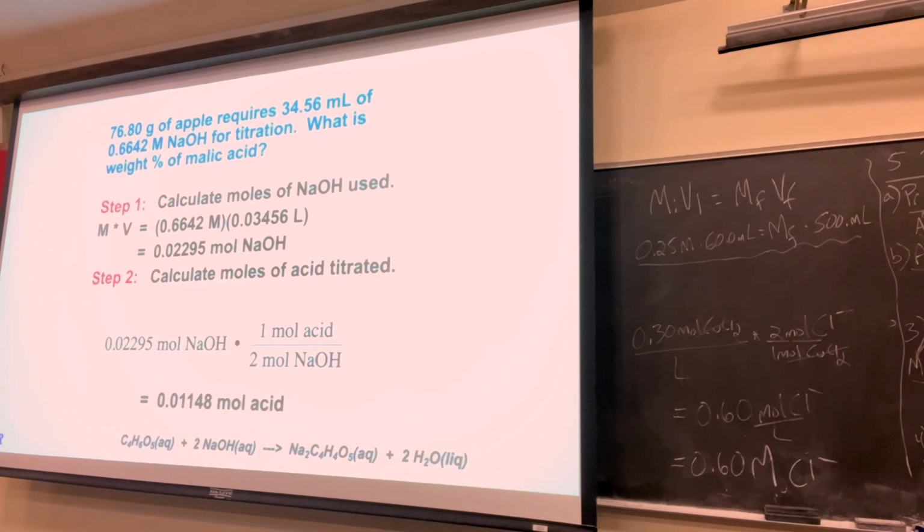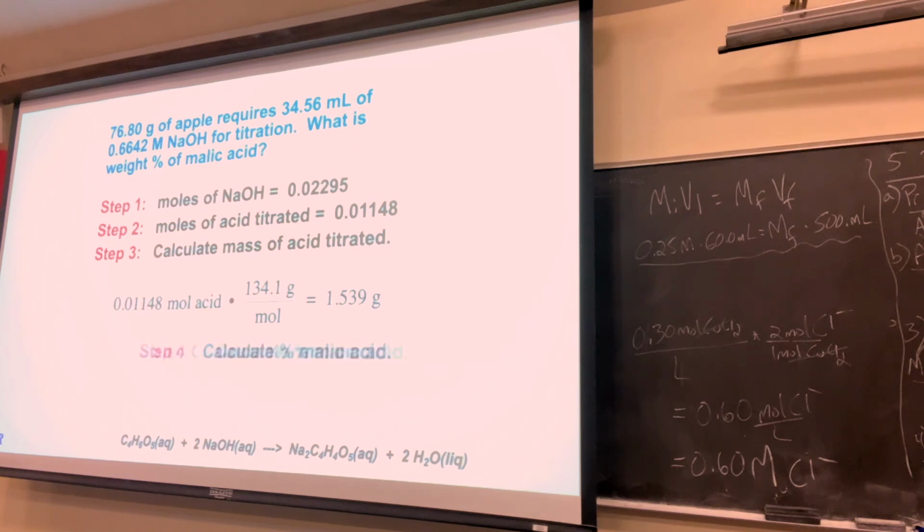Sweet. Now, the weight percent, again, is going to be grams of pure acid divided by grams of sample times 100%. The 76.80, that's the grams of sample. That's our denominator. So we need to turn moles of the malic acid into grams of malic acid. So for the next step, we're going to need the molar mass of this C4H6O5 thing.